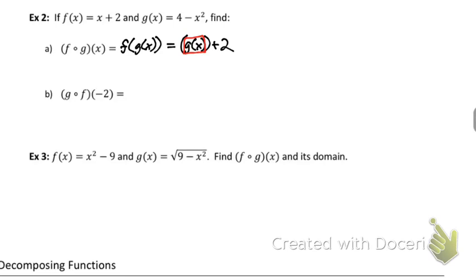Well, we actually know what g of x equals. g of x is that 4 minus x squared. So we're going to replace that g of x with 4 minus x squared plus 2. Simplify it, we would end up with negative x squared. 4 plus 2 is a positive 6. That is f of g of x. That is taking all of g of x and plugging it in for the input of your f of x. You're taking all of it and plugging it in for that x.